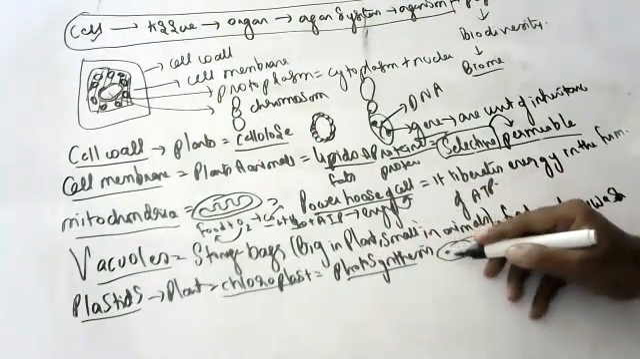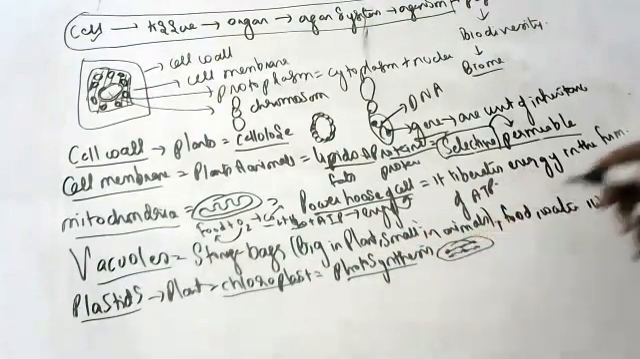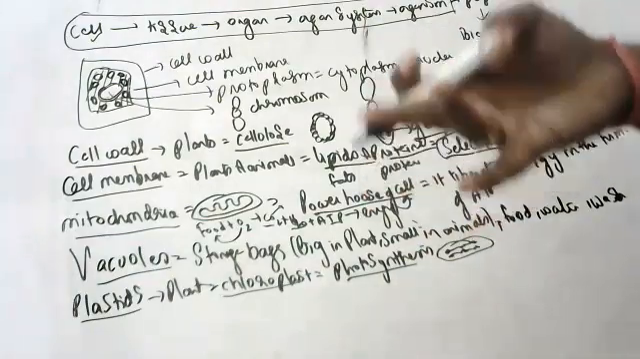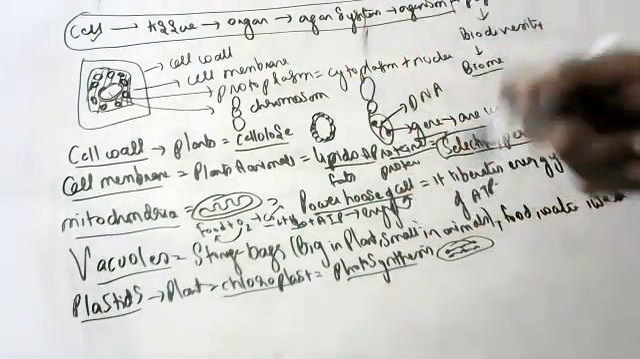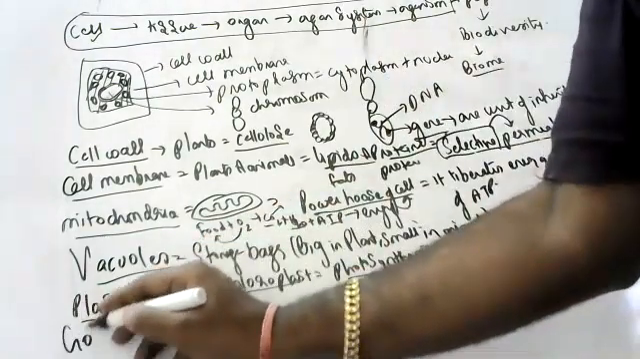Chloroplasts look like this, children. You should remember chloroplast. So plastids are present only in plants: chloroplast, chromoplast, leucoplast. Leucoplasts are colorless, chromoplasts give color. And apart from this, the Golgi apparatus is also present.